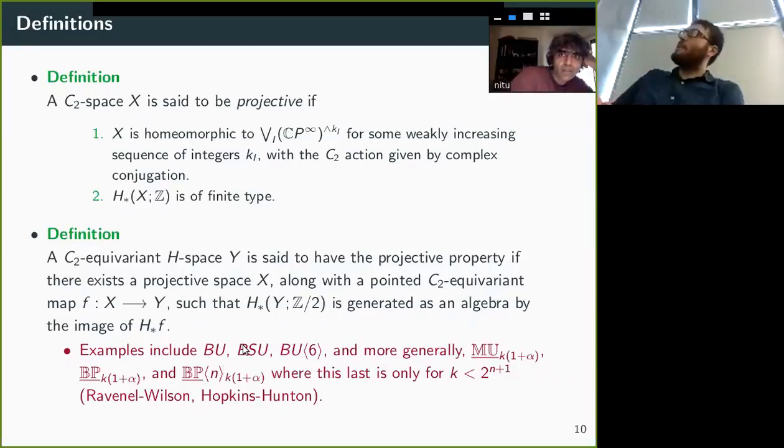Yeah, thanks, Neil. That's a good point. So for BU, our space X would just be CP infinity. And then more generally, we need smash products of these things for the other spaces in the omega spectra for MU or BP.